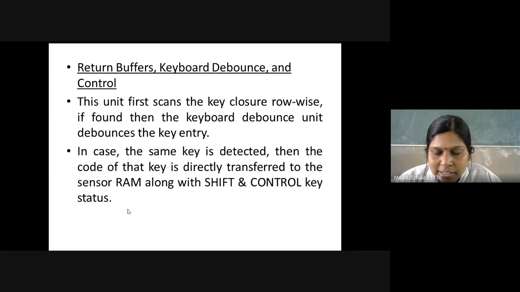Suppose you are pressing 1, okay, or 2. 2 has an at symbol, right? So the symbol will be there at the top. So you are pressing the key 2 for a long time, then it will be detected whether you have pressed the shift or control key. Okay, whether you have pressed any shift key or control key. Then if you have pressed the shift key, it will consider it as at the rate. Or if shift and control keys are not pressed, it will detect it as 2 only. That is what the return buffer, keyboard debounce and control unit will do.